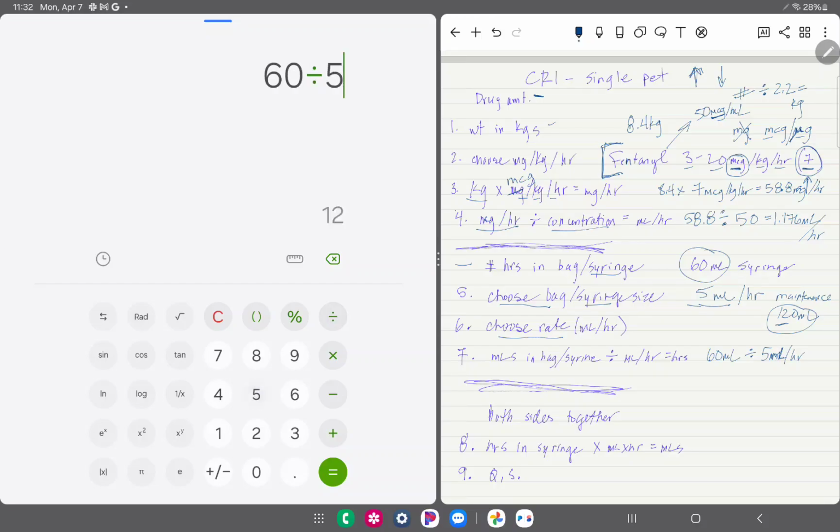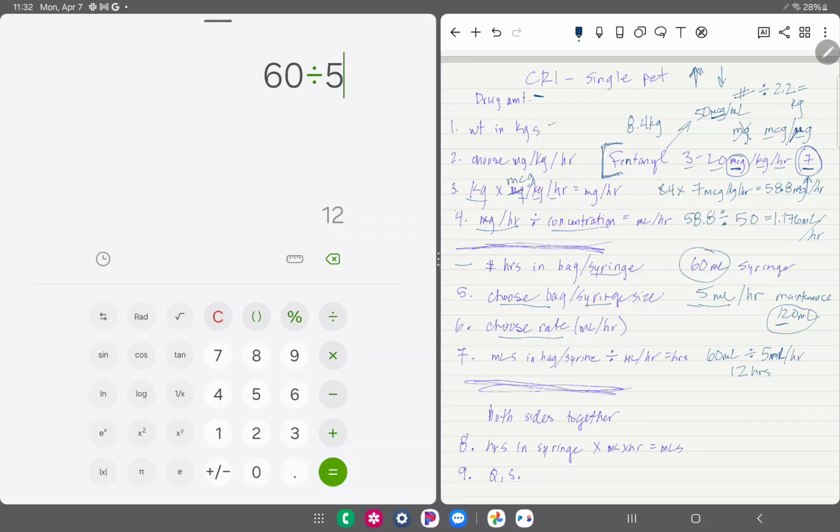If I take 60 divided by 5, I should get 12 hours. And I really love that number because that's how long my shift is. So now I can work with my 12 hours and figure out what I need from that, and just have, hopefully, one syringe that will work for this pet.